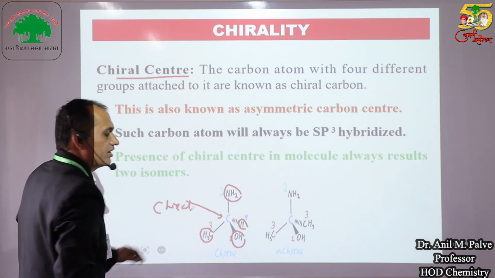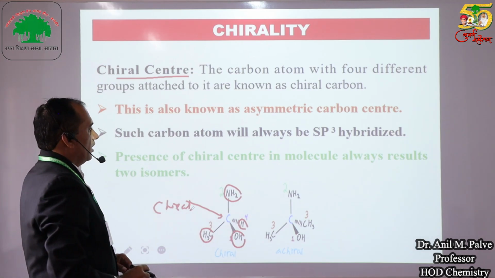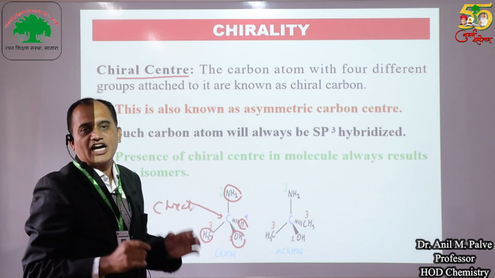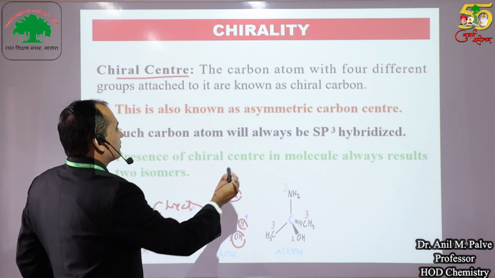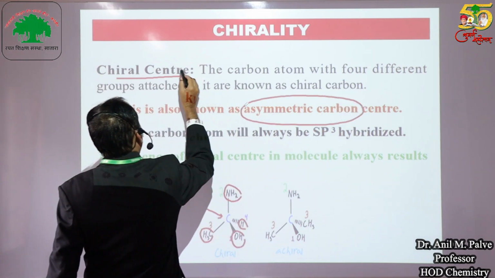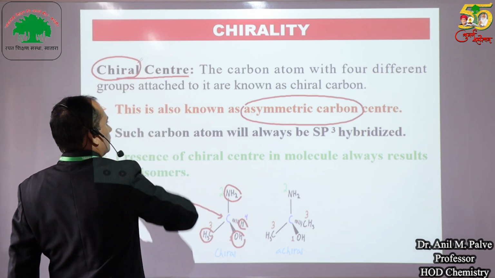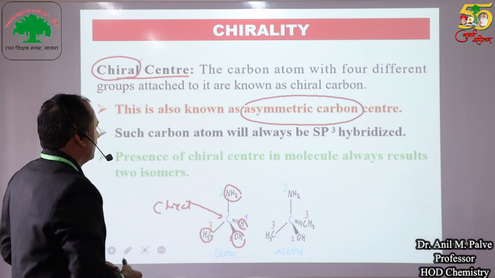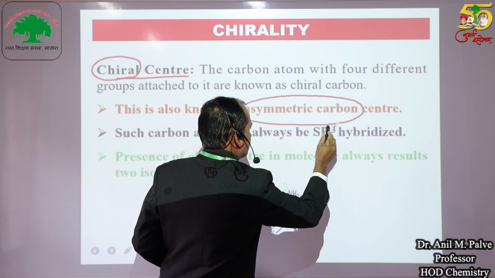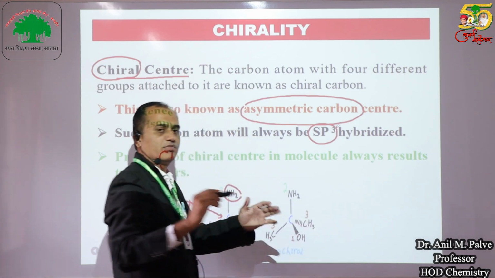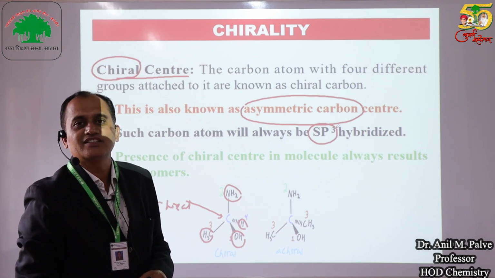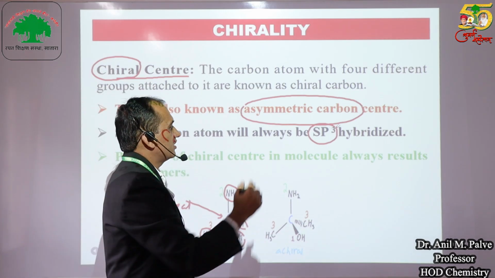Chiral carbon atom. This is very important. This is also known as asymmetric carbon atom. So both the names are there, asymmetric carbon atom or chiral carbon atom. Both the names are correct. Such carbon atom will always be sp3 hybridized atom. So always remember this thing, because on carbon atom when 4 different groups are present, then automatically it should be sp3 hybridized atom.